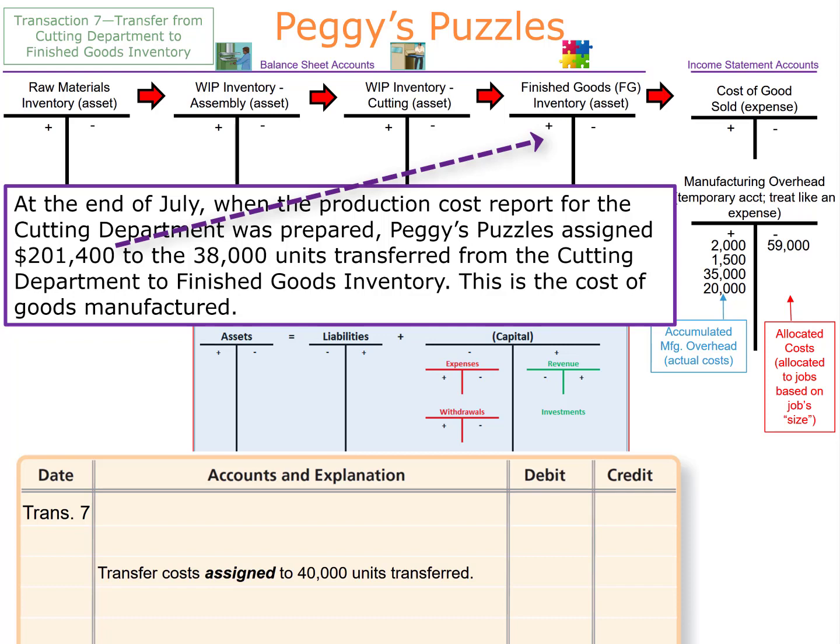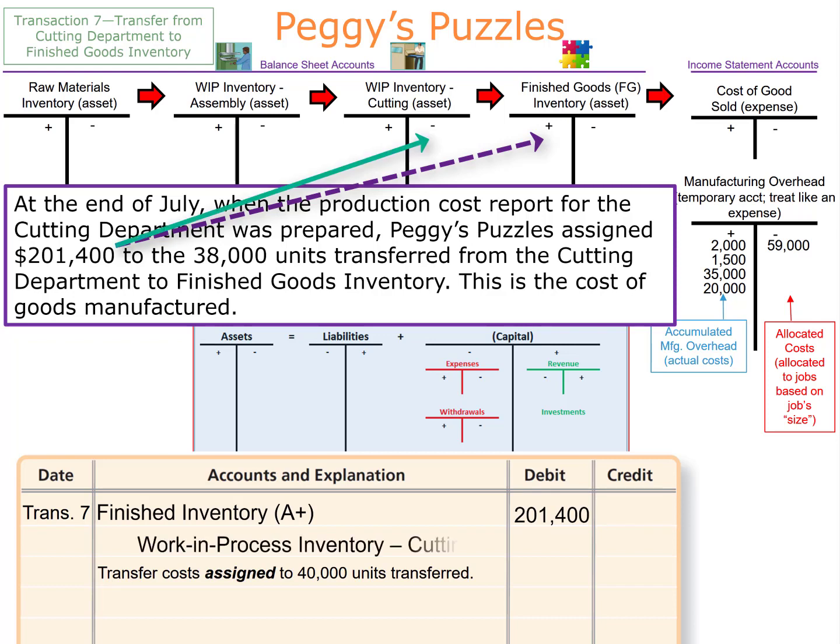So when recording this transaction, the inventory account that is increasing with a debit is the finished goods inventory account, an asset account that is increasing. And since these puzzles left the cutting department, we have to decrease that work in process inventory account with a credit.